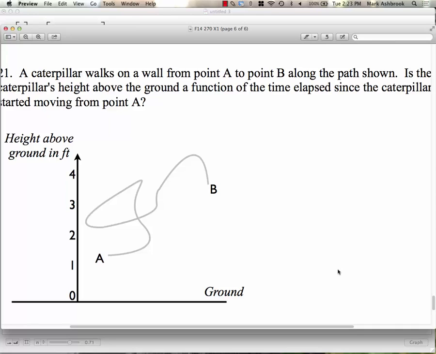So this curve as a graph, could it be a function? Could it be a function? Top of your tables. Could this curve that I'm showing you be a function? Talk about it. This curve that I'm showing you.